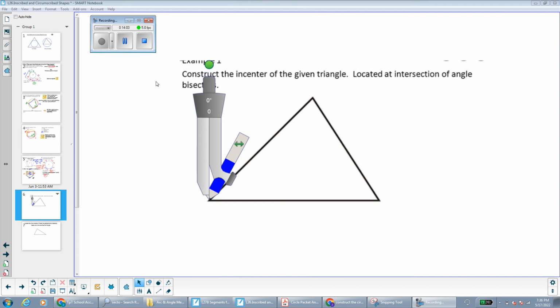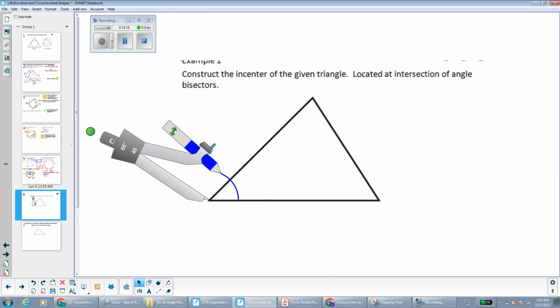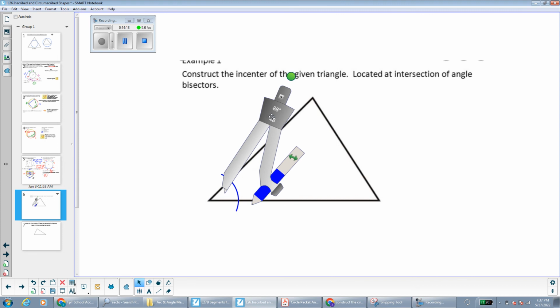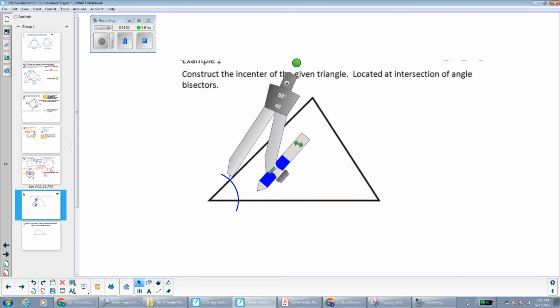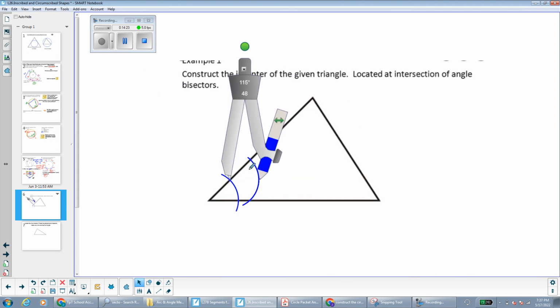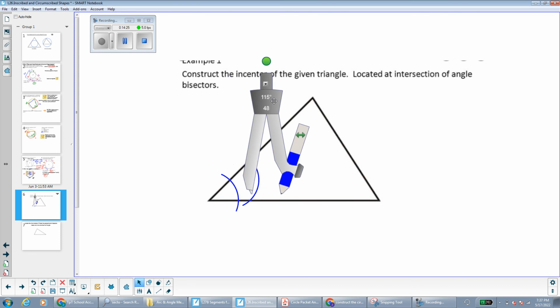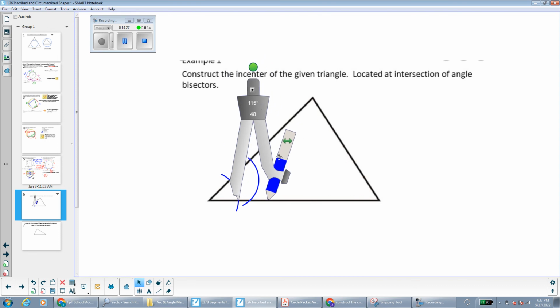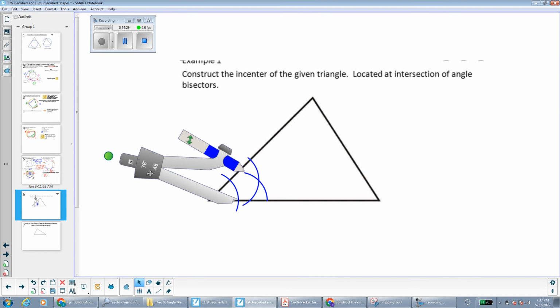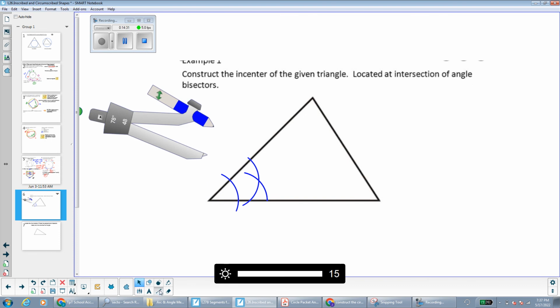The last thing we're going to talk about is inscribing a circle inside of a triangle. So we're going to construct something called the incenter, which is going to be the center for inscribing a circle. So the way that I'm going to do that is I'm going to bisect 2 of the angles of this triangle. And where the angle bisectors meet, that's where the incenter is located.